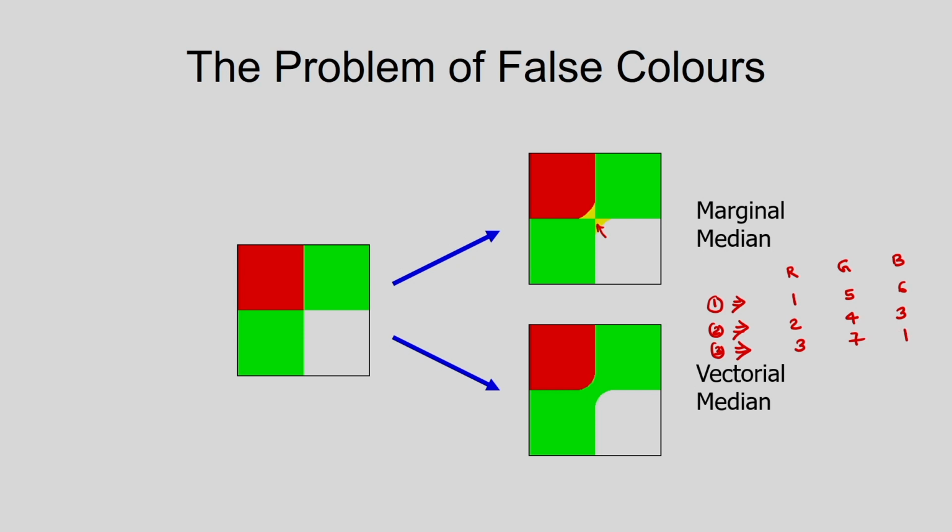For the first pixel, RGB values are 1, 5, 6. For the second pixel, the RGB values are 2, 4, 3. And for the third pixel, the RGB values are 3, 7, 1. If I want to determine the marginal median, I have to determine the median for each channel. For the red channel the median will be 2. Corresponding to the green channel, the median value will be 5. And corresponding to the third channel, the median value will be 3. That is the marginal median I am doing.